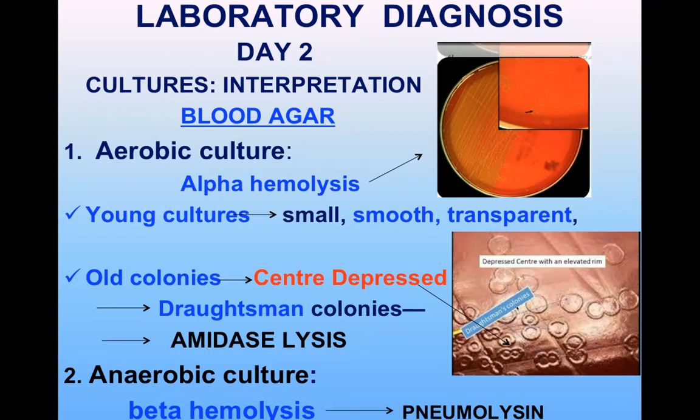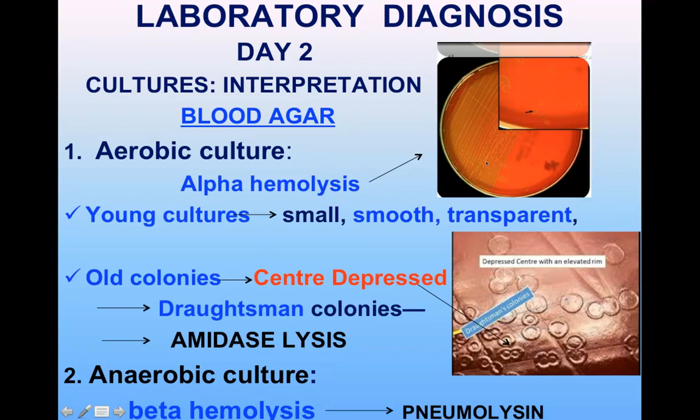Once you get the colonies, that is day 2, you're going to interpret the colonies. On blood agar, after 24 hours, if the culture is incubated aerobically, you're going to see alpha hemolytic colonies. And these alpha hemolytic colonies, I've been telling you again and again, are because of breakdown of RBCs, and secondly, this organism is producing hydrogen peroxide. The hydrogen peroxide which it produces is going to break down hemoglobin into biliverdin, and you get this greenish discoloration.